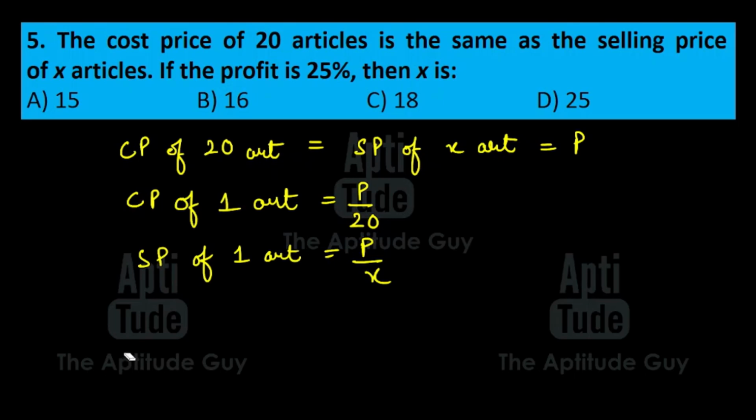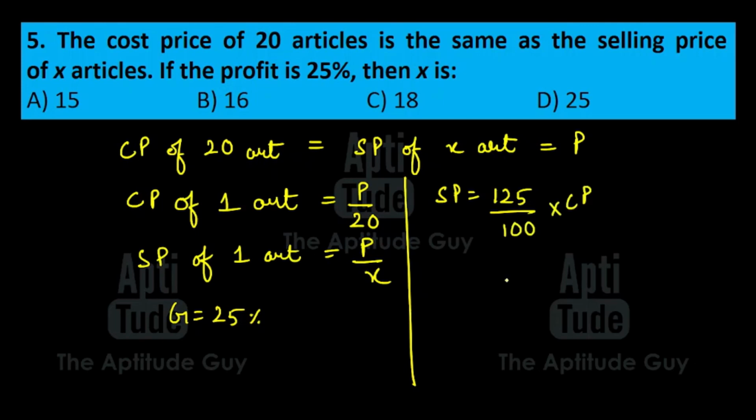Now, they have asked that the profit is 25%, then how much is X? Alright, the gain is 25%. How do you find the value of X? The best way to do that would be like this. Gain is 25%. That means selling price is how much percent of cost price? Selling price is 125% of cost price. Now selling price is P by X. Let's substitute. We have P by X equals 125 by 100 into cost price, which is P by 20.